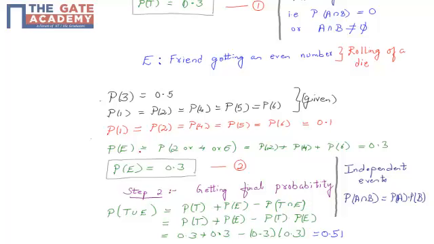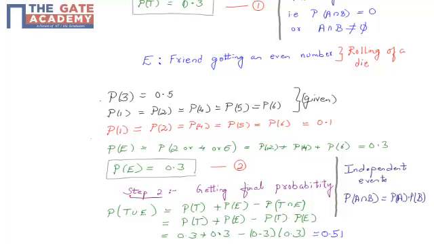Now probability of E, that is my friend getting an even number, would be equal to probability of getting either 2 or 4 or 6, that is probability of 2 plus probability of 4 plus probability of 6. Since all these events are mutually exclusive, we do not consider the intersection between any of these events. I can say that this would be equal to 0.3. Hence probability of E is equal to 0.3, relation number 2.